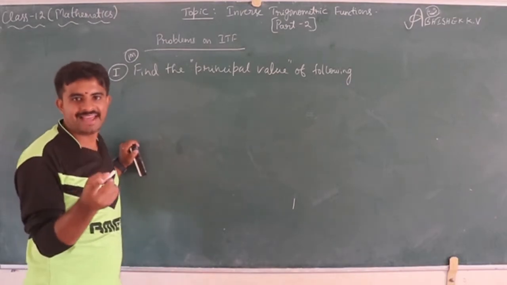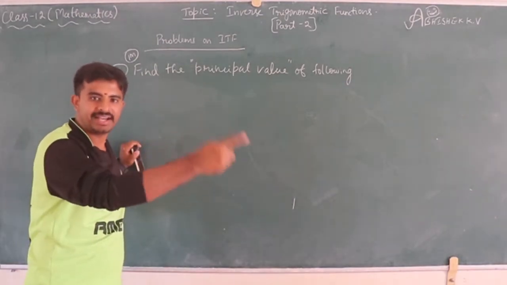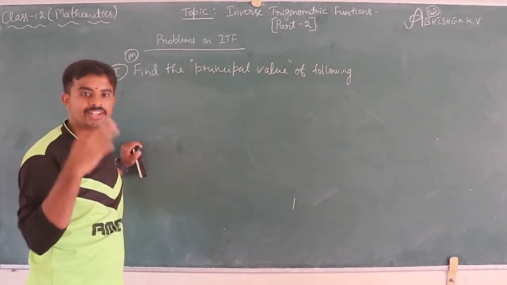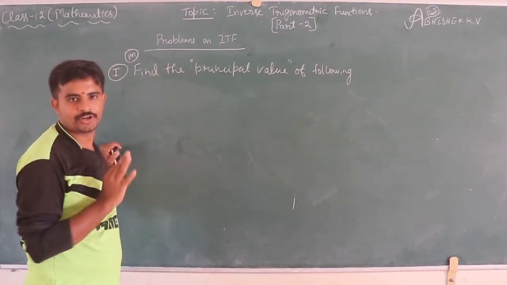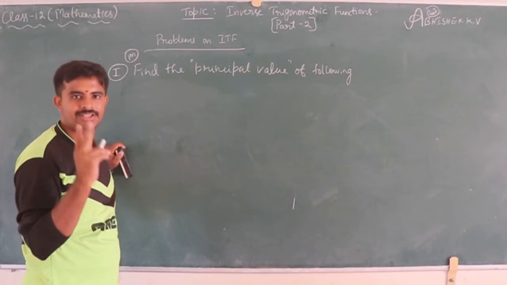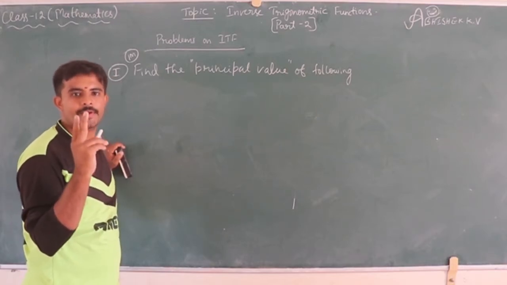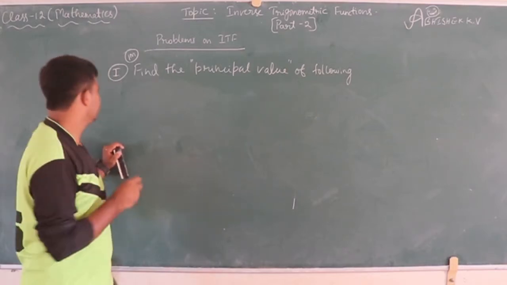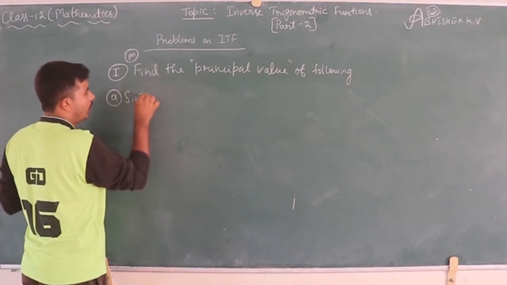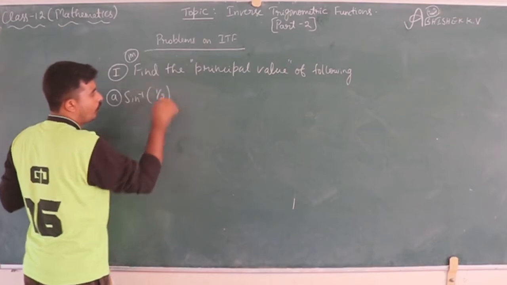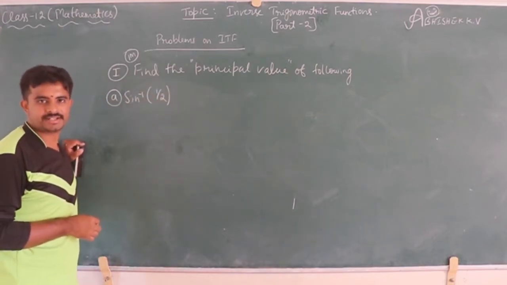Either the examiner asks a 1 mark question from the range and domain of inverse trigonometric functions, or asks to find the principal value of the given inverse trigonometric function. These two are the only possibilities for 1 mark. See, consider the first one. Find the principal value of sine inverse of 1 by 2.